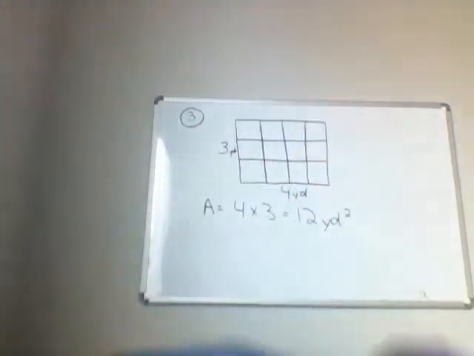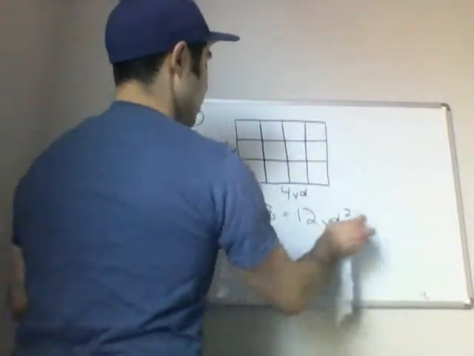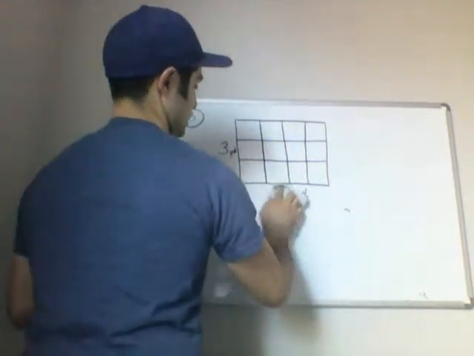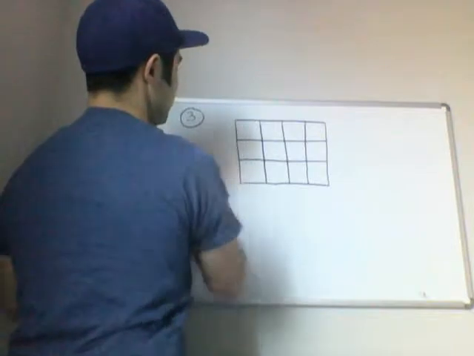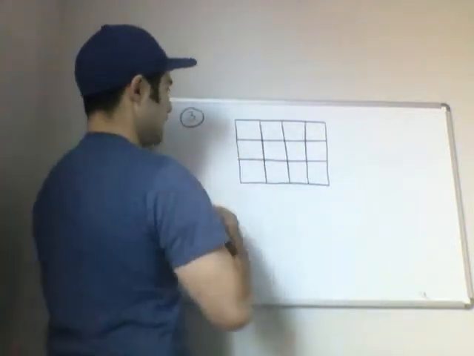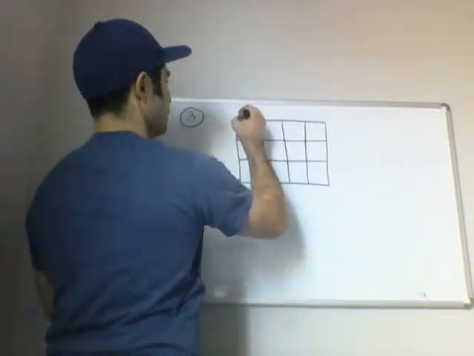So let me grab my eraser real fast. What if the two dimensions are not 3 and 4? What if I'm going to add a half a yard right here?